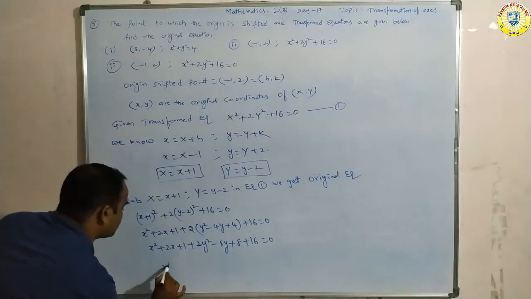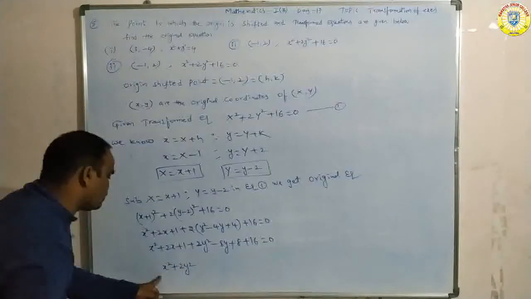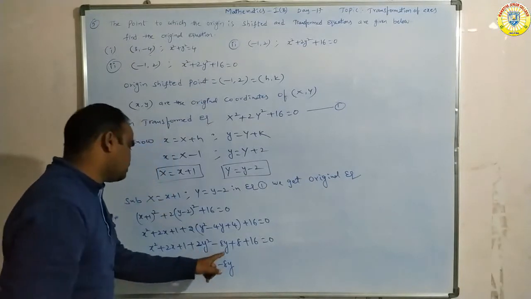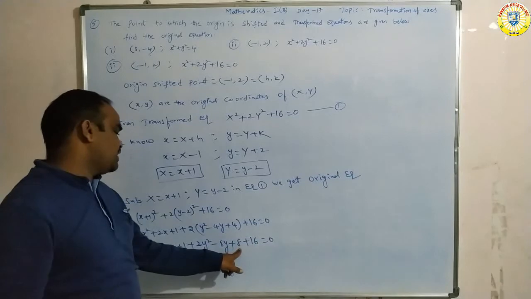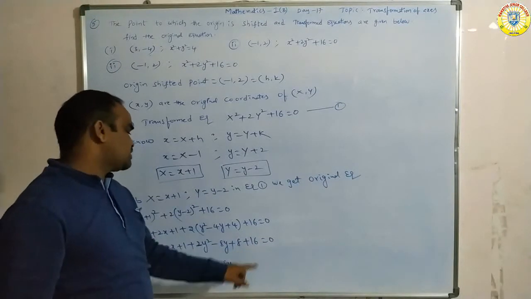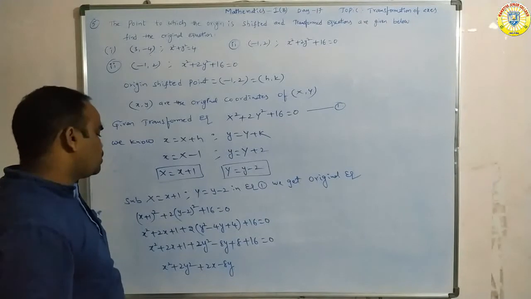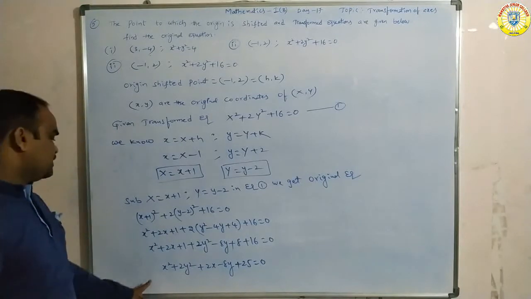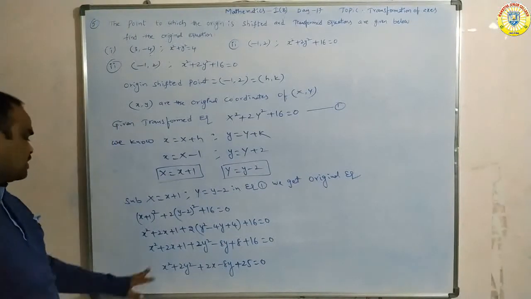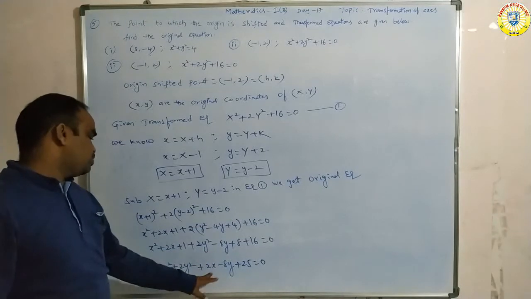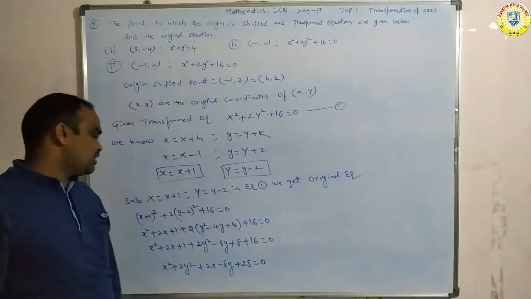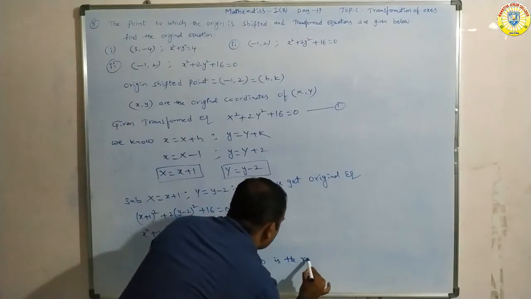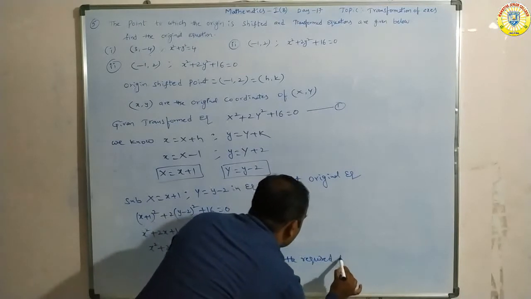Here we can write x square plus 2y square plus 2x minus 8y. Then 1 plus 8 is 9, 9 plus 16 is 25, equal to 0. This is the required original equation: x square plus 2y square plus 2x minus 8y plus 25 is equal to 0.